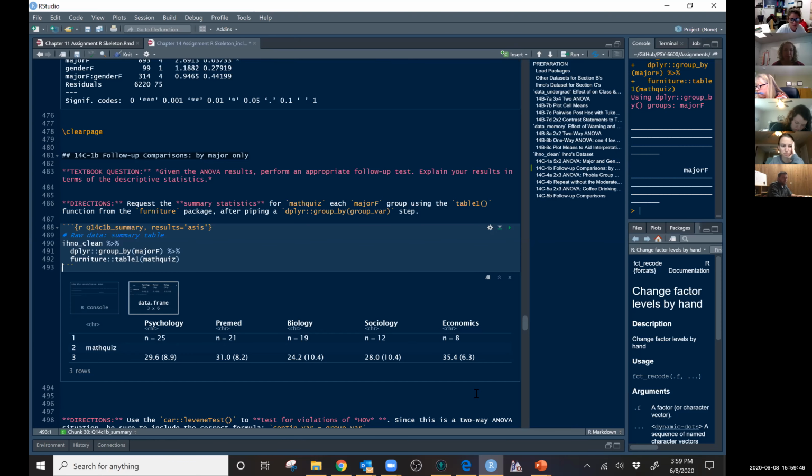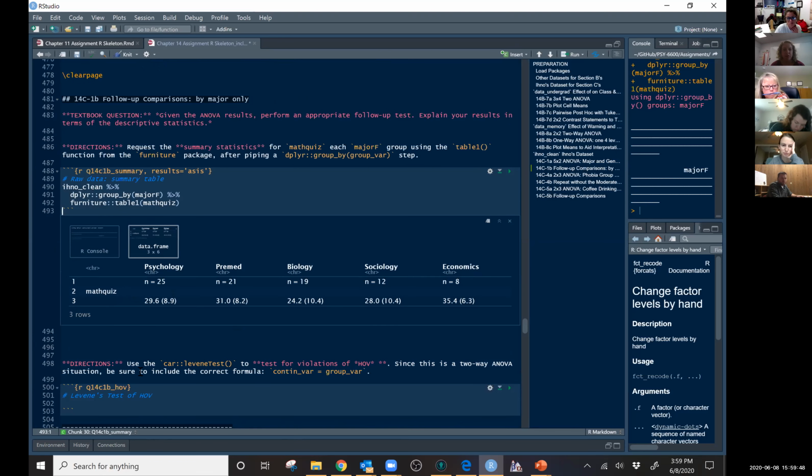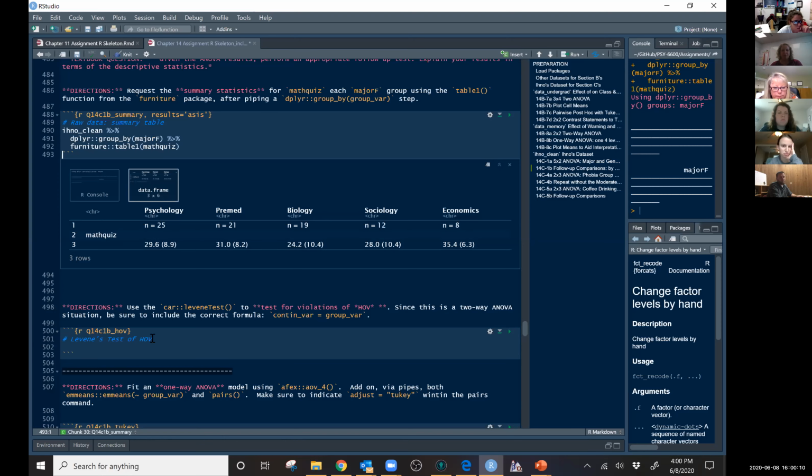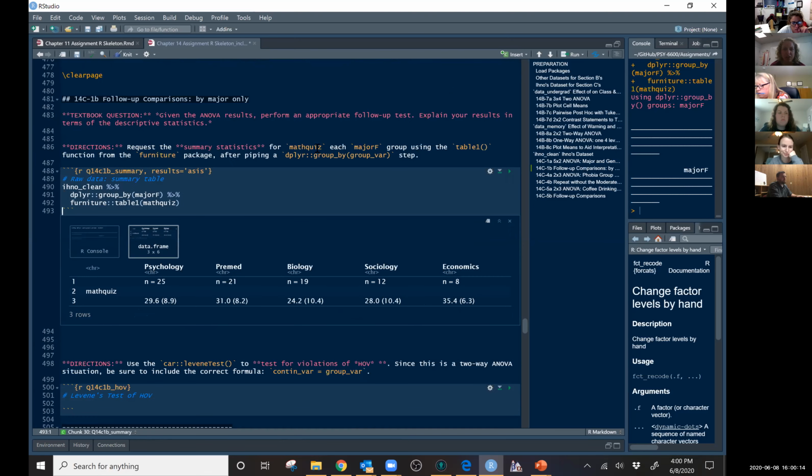Okay. Eyeballing it, which major has the highest math score on average? Economics. Which one has the lowest? Biology. What about the other 3? Somewhere in between. Okay.